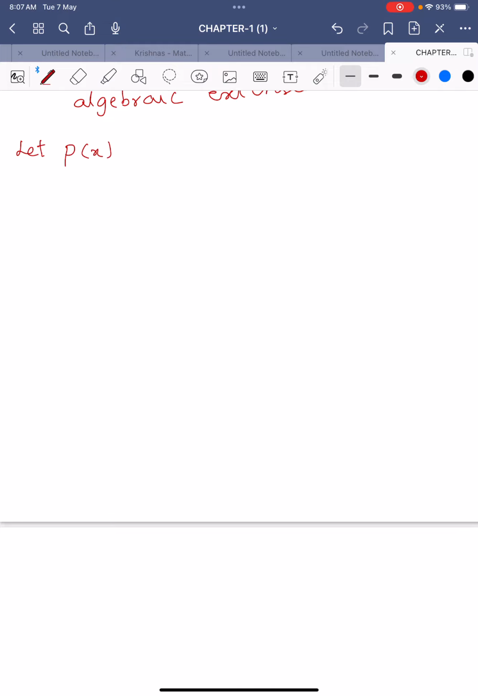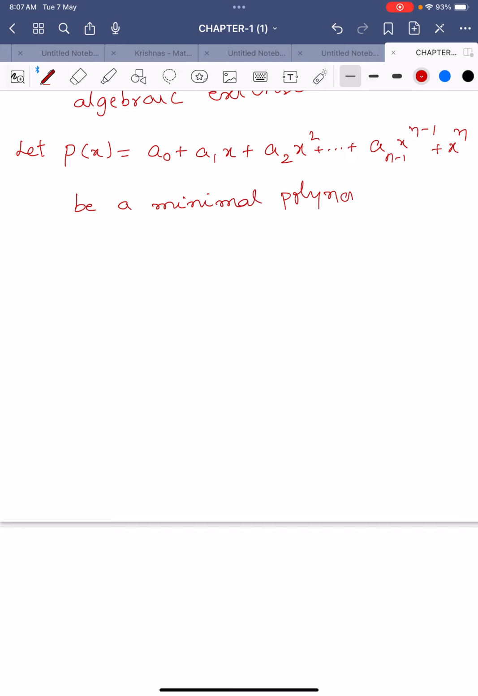Let P(x) = a0 + a1x + a2x² + ... + a_{n-1}x^{n-1} + x^n be a minimal polynomial of alpha over capital F. What is meant by minimal polynomial? It is monic and irreducible.